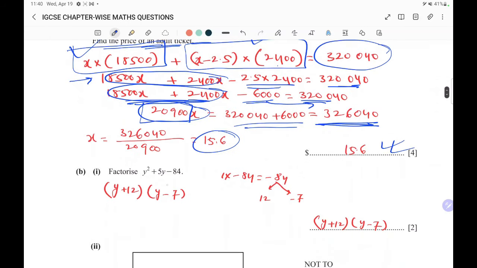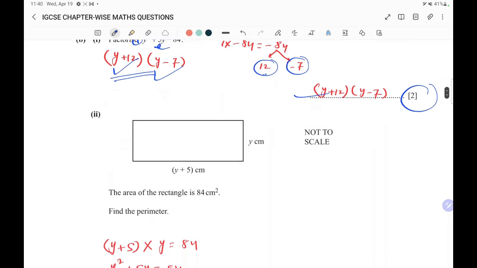Now factorize y square plus 5y minus 84. So again, the y square coefficient is 1, so it is a simple question. Now just break minus 84 into two numbers so that after addition you will get plus 5. So 12 and minus 7, if you write, then you can get that value. So simply you can write y plus 12 and y minus 7. See, it is for 2 marks, no need to show this step. Simply you can write y plus 12, y minus 7.